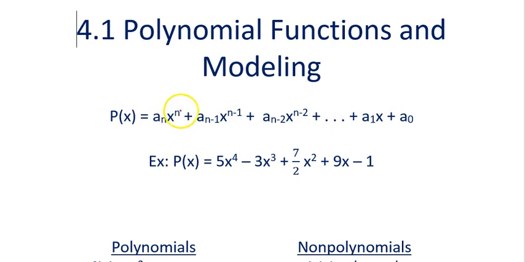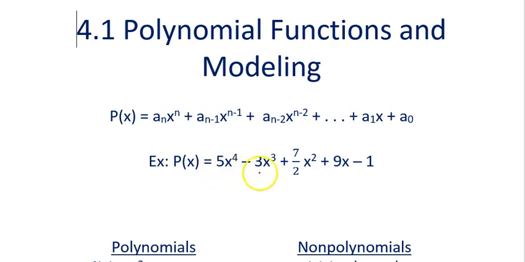Then the x's are to powers, and we generally put them in a form where the highest power starts on the left and you work your way down until the last number is a plain number without an x. So this n minus 1, n minus 2 here represent things like 4, 3, 2 when you are writing out a polynomial.